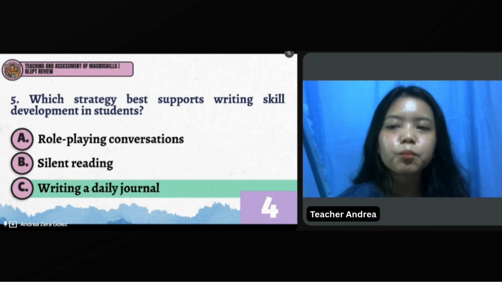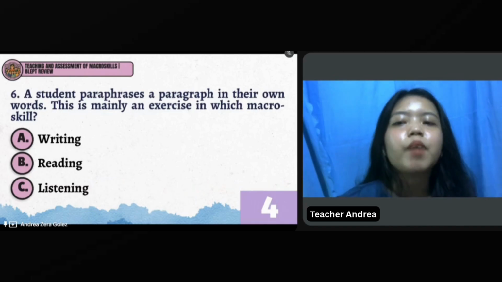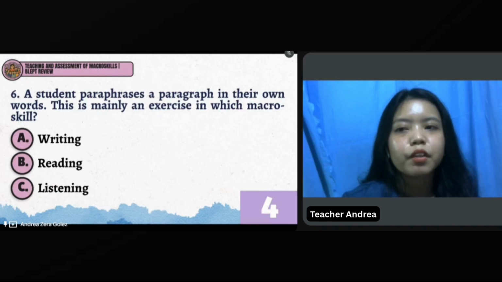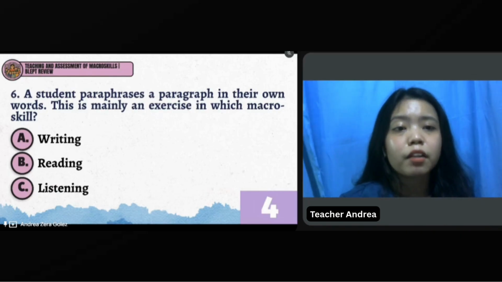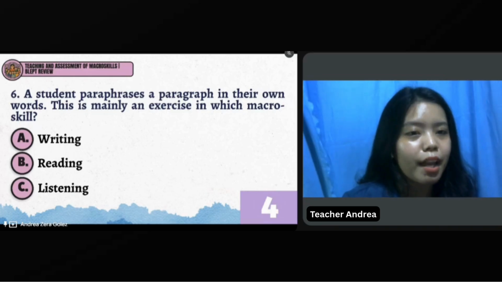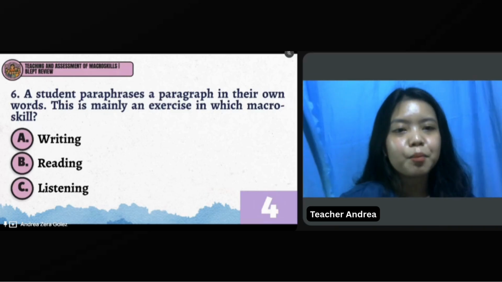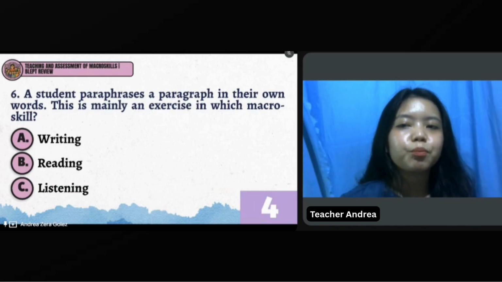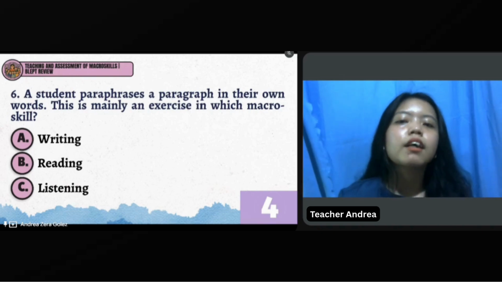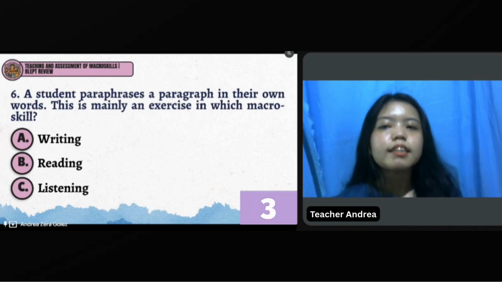Next, a student paraphrases a paragraph in their own words. This is mainly an exercise in which macro skill? Letter A, writing. Letter B, reading. Or letter C, listening. What do you think is this exercise?